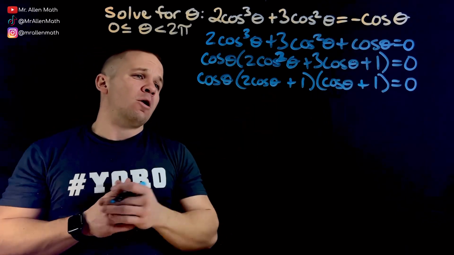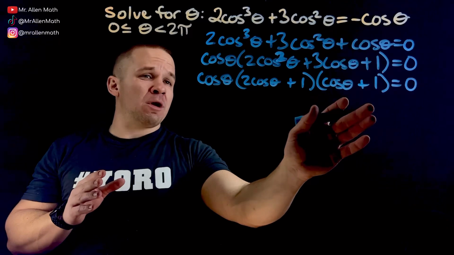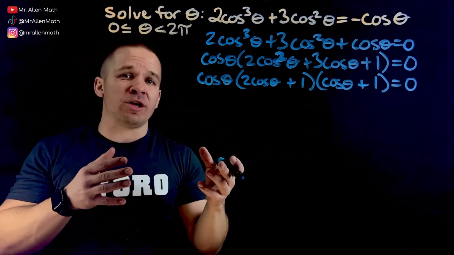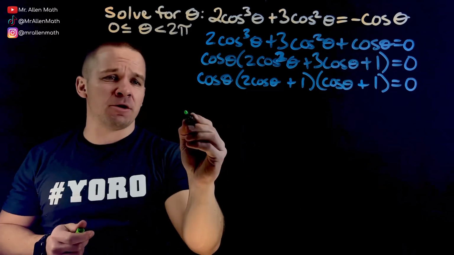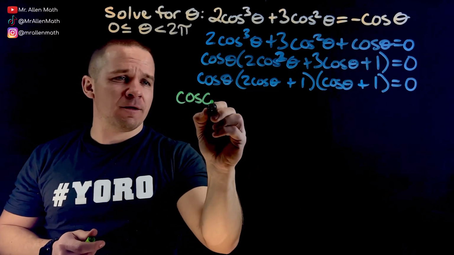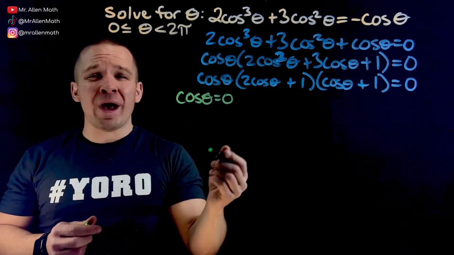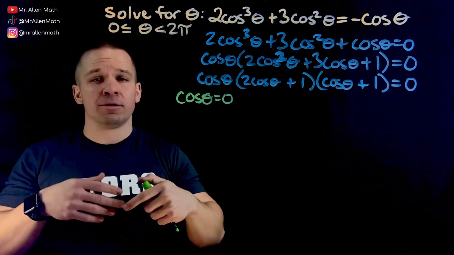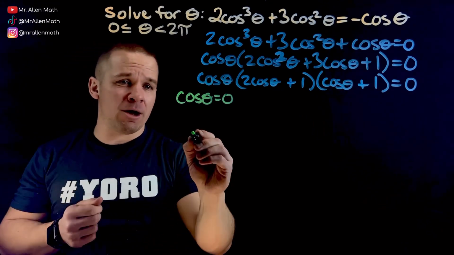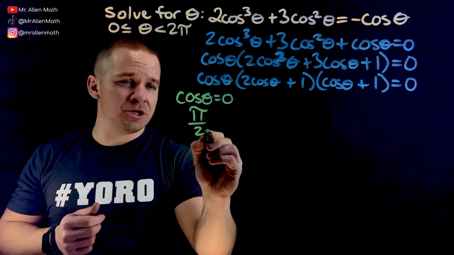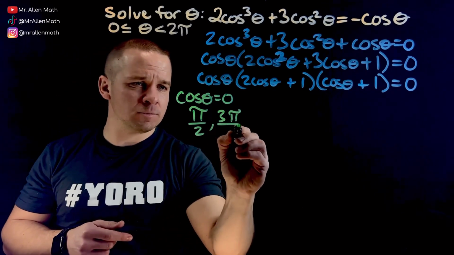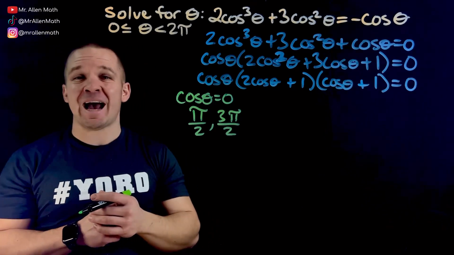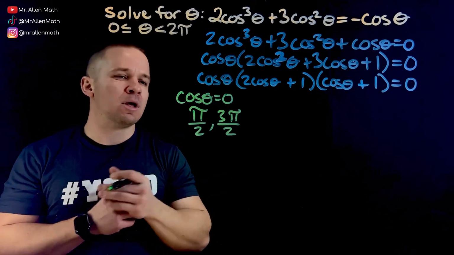All right, now we've got 1, 2, 3 factors, so we're going to set these all equal to 0 and solve individually. So first one here, I've got cosine of theta is equal to 0. So when does cosine equal 0? That would be up at what? Pi over 2, as well as down at 3 pi over 2, right? Beautiful. That's my x-coordinate. Awesome.